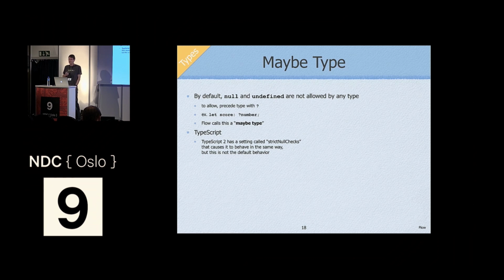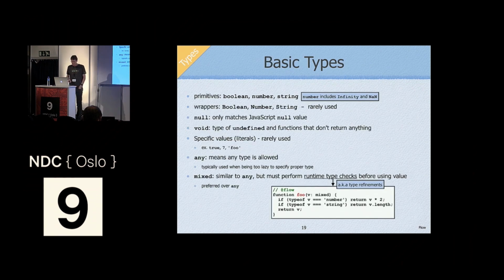TypeScript used to not have any support for this. Now it has this feature called strict null checks that you can turn on to get this same behavior, but it's not on by default. In Flow, this is on by default. Nothing can be null or undefined unless you put that question mark in there to say that that's allowed. So the basic types are what you might expect: Boolean, number, string, the wrapper classes for those, which almost nobody uses. Then there's null as a type.